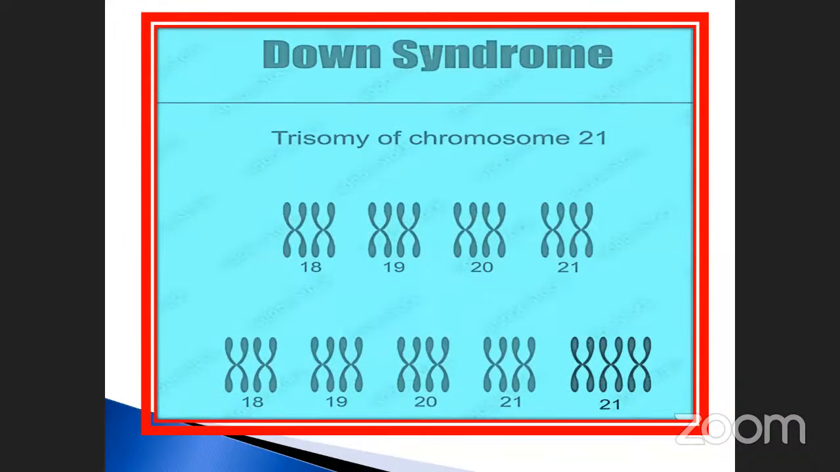Note it down, my dear. Trisomy. What is the meaning of trisomy? Already you know well about N. So N plus 2N is equal to 3N. This condition is called what?